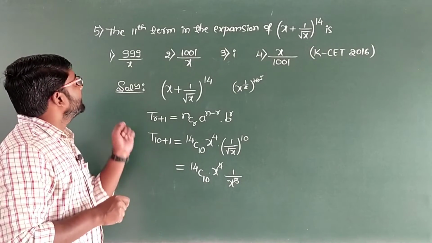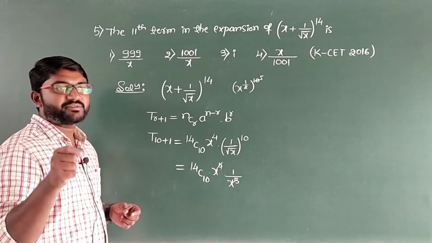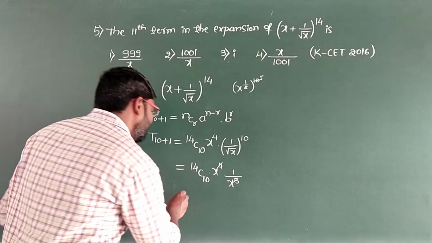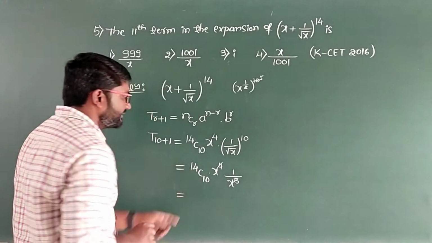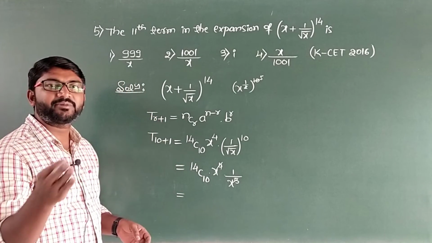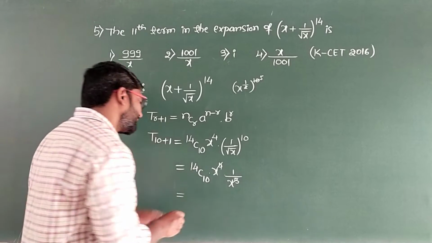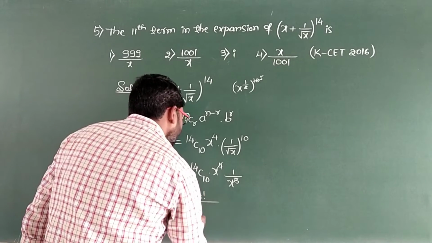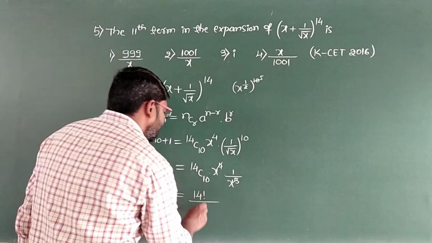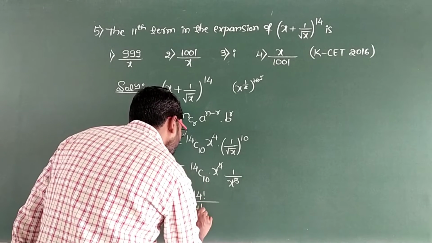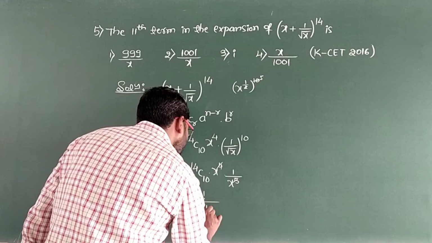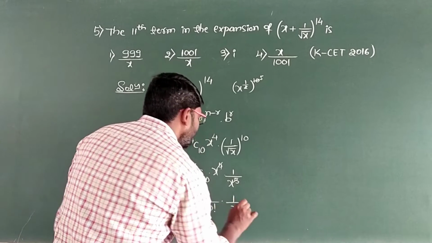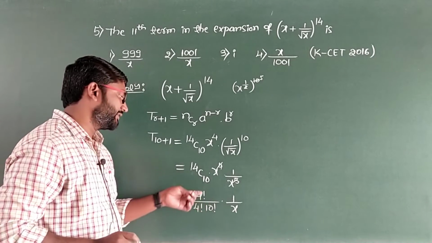That means either the answer is option 1 or option 2. Option 3 and option 4 are straight away eliminated. So let us simplify this. Expand this now. It is in the form of nCr, n factorial divided by n minus r factorial into r factorial. 14 factorial divided by 14 minus 10, it will be 4 factorial into 10 factorial, into 1 divided by x. So we will have to simplify this particular term now.